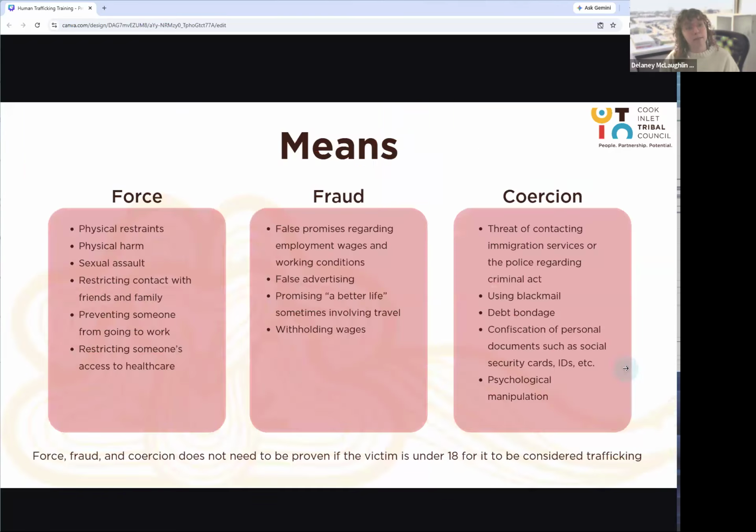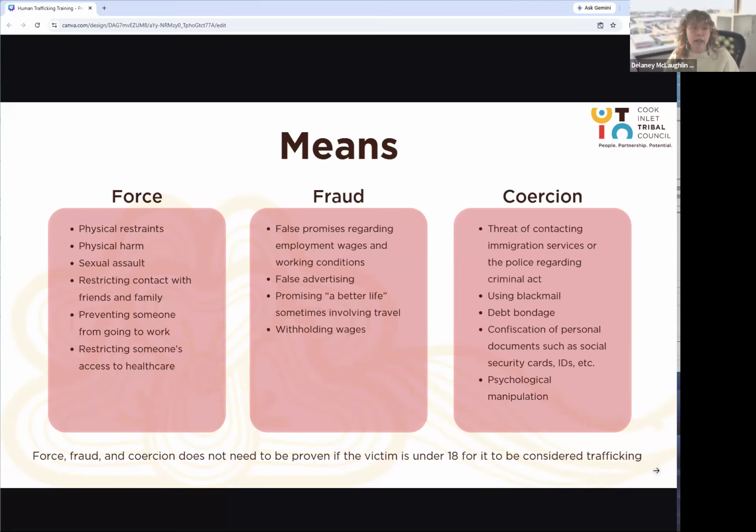Okay, now we're going to jump into the means. So like I said before, force, fraud, and coercion. Force refers to what you would think the word force refers to. So it could be physical restraints, physical harm, sexual assault, the restricting of contact for friends and family. It could also include preventing somebody from going to work, restricting someone's access to healthcare. It could also be the threat of force or violence to a person or a family member of a person.